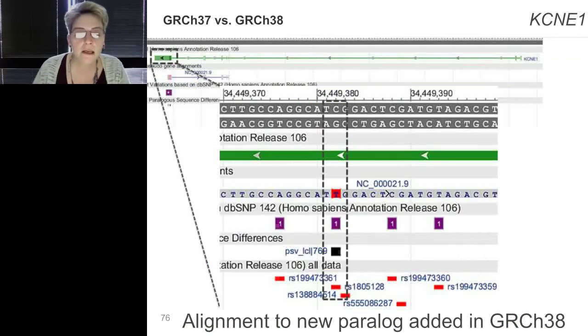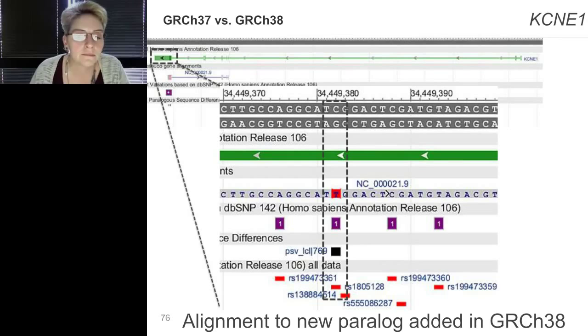If we zoom in more closely on this, what we see here is the parent KCNE1 gene. This is the gene representation. This is the alignment to the paralogous sequence. Here we have ClinVar variants, and purple on this track means the ClinVar variant is pathogenic. Here we have a predicted paralogous sequence variant. And this predicted paralogous sequence variant exactly overlaps a predicted pathogenic variant in KCNE1.